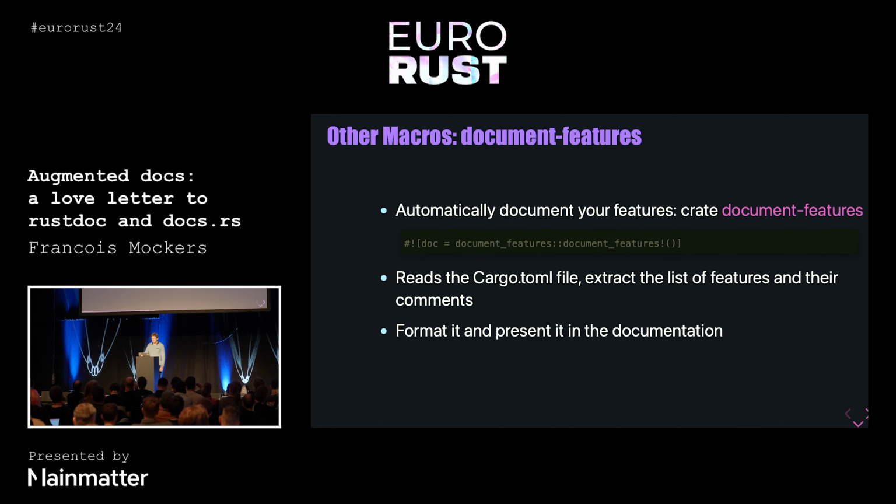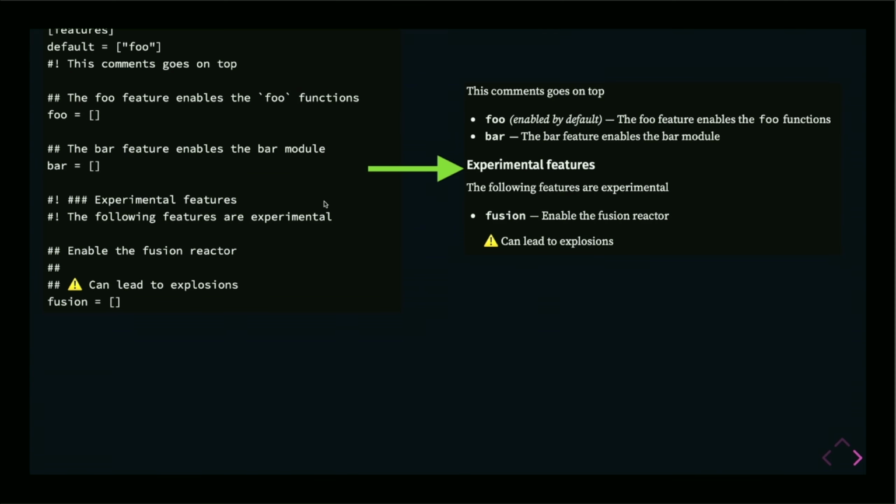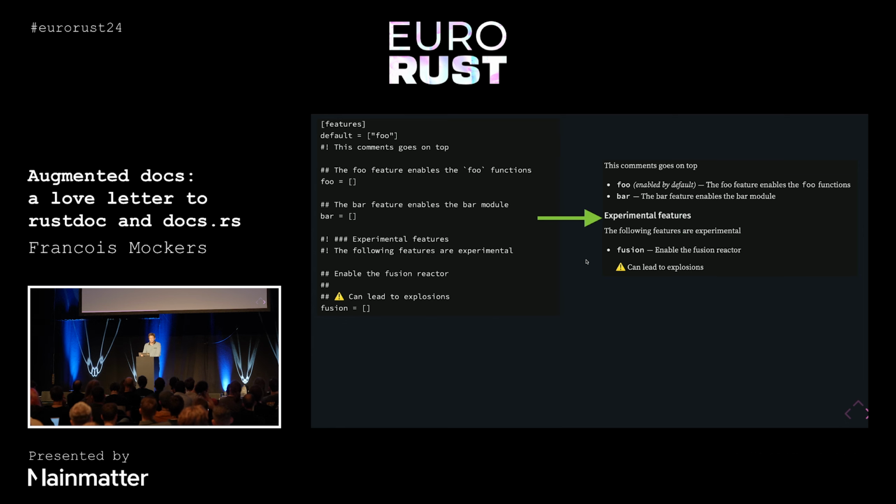So what this crate is doing, it has a syntax for specifying comments for the toml file. So it's very similar to what we are used to. A hash sign and an exclamation mark will be a general comment, or two hash signs will be for the comment on the feature just under it. And from that, it will generate some nice HTML that you can put on your website.